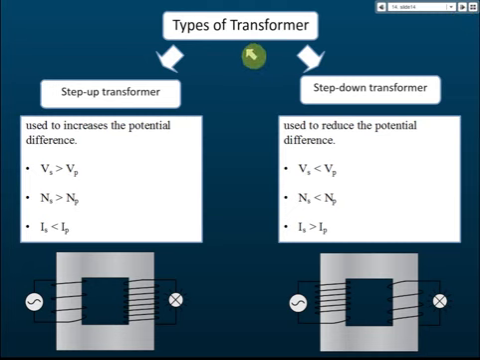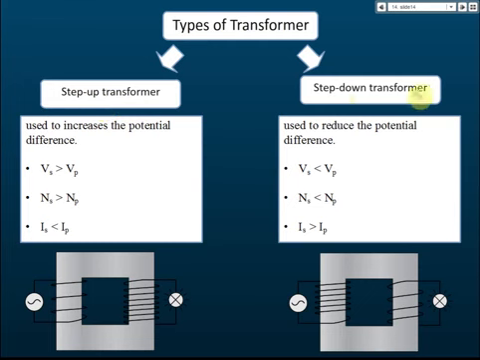Types of transformer. Before we do the calculations, I want to show you the types of transformer. There are two types. Step-up transformer is used to increase the potential difference. It's used to increase voltage. That's why it's called step-up. Step-up means to increase.